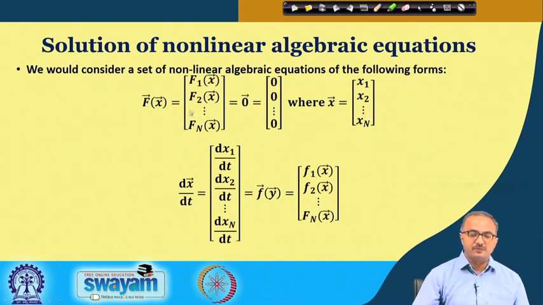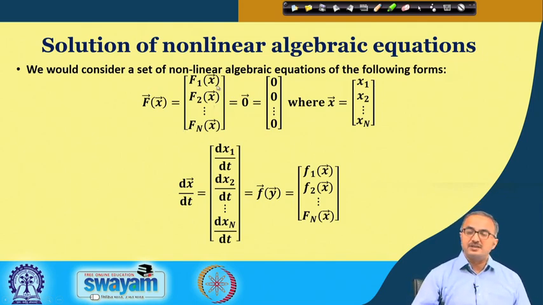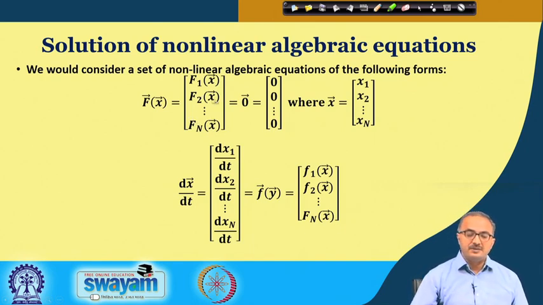We have f1, f2, up to fn. There could be n number of systems, which are getting affected by the same set of independent variables, and this is equal to 0. And here also 0 is a vector, which means f1(x) equal to 0, f2(x) equal to 0, like that fn(x) equal to 0. That is why we have a vector over here.